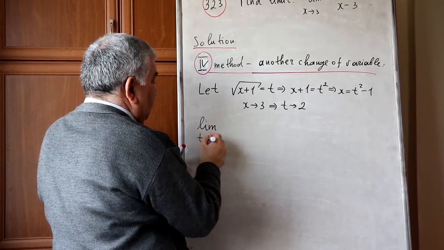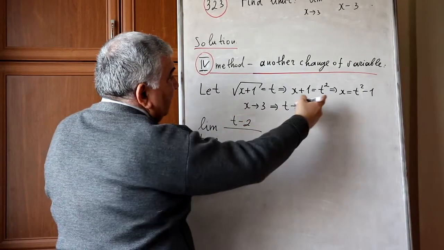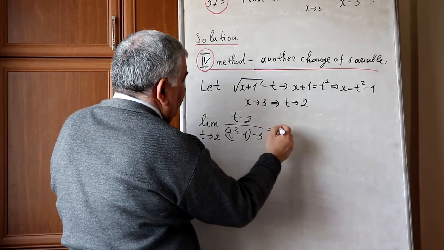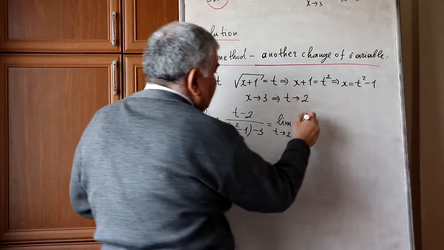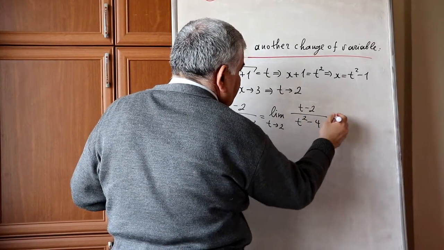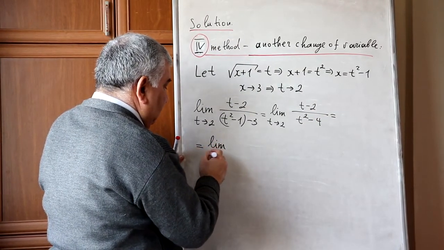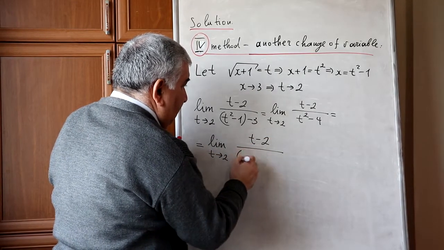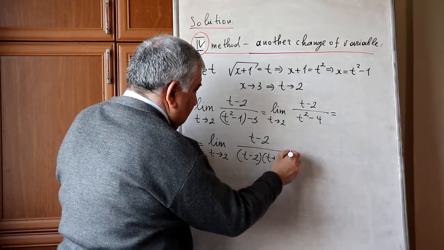Limit when t tends to 2, t minus 2, over t squared minus 1 minus 3. Then limit when t tends to 2, t minus 2 over t squared minus 4. Then we can factorize the denominator. Limit when t tends to 2, t minus 2 divided by t minus 2 multiplied by t plus 2.